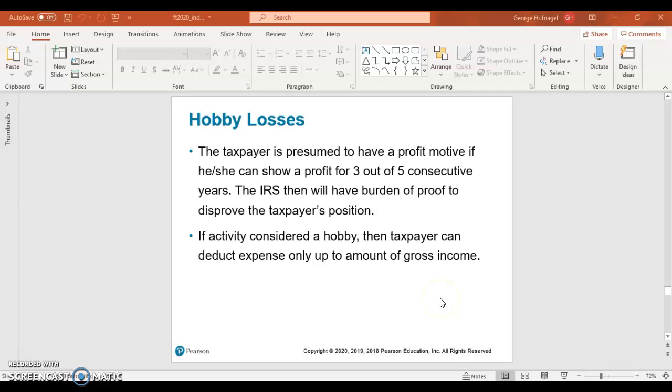Hobby losses. The taxpayer is presumed to have a profit motive if he or she can show a profit for 3 out of 5 consecutive years. The IRS then will have the burden of proof to disprove the taxpayer's position. If the activity is considered a hobby, then the taxpayer can deduct expenses only up to the amount of the gross income.